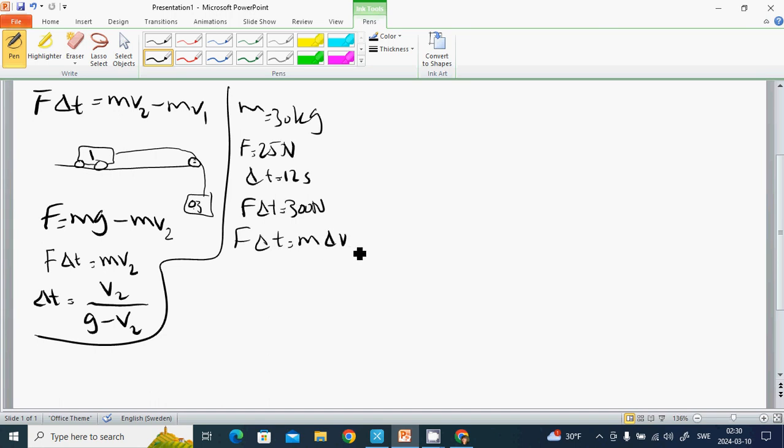And it is also 300 newton second because of this one. And then what is the velocity? Delta V equals 300 divided by M, which is 30, and it is 10 meter per second.